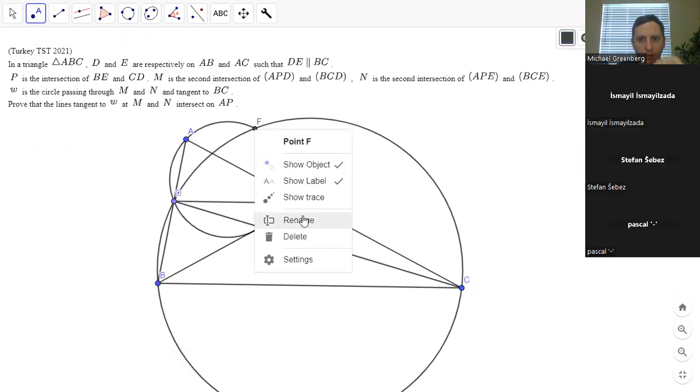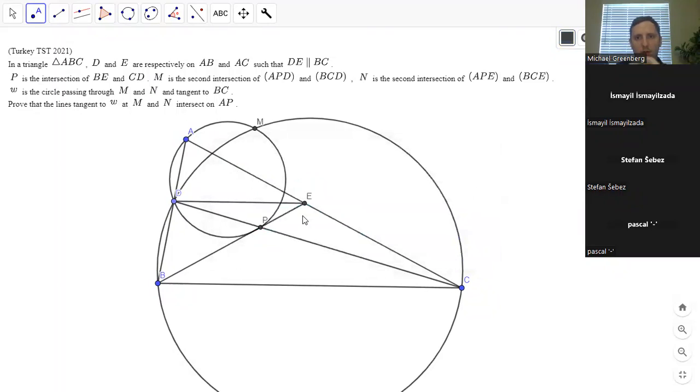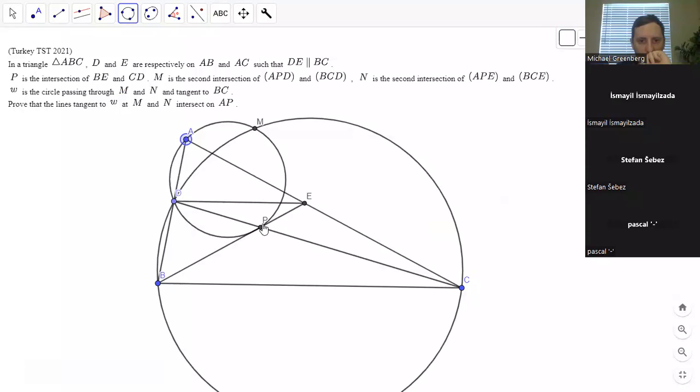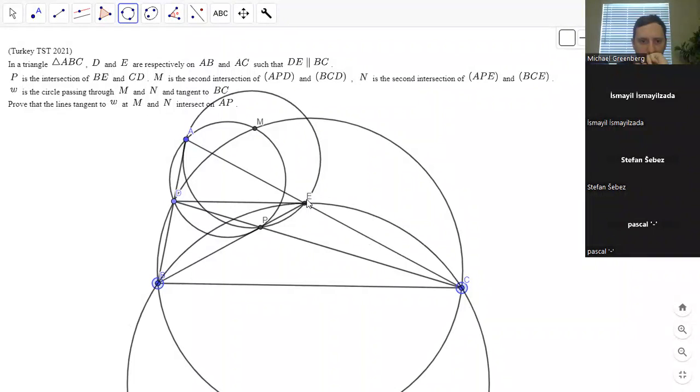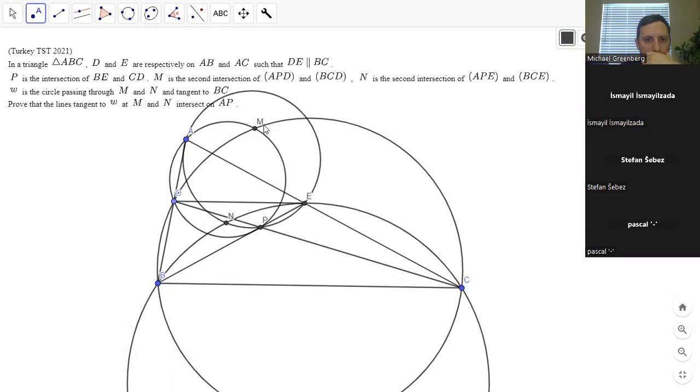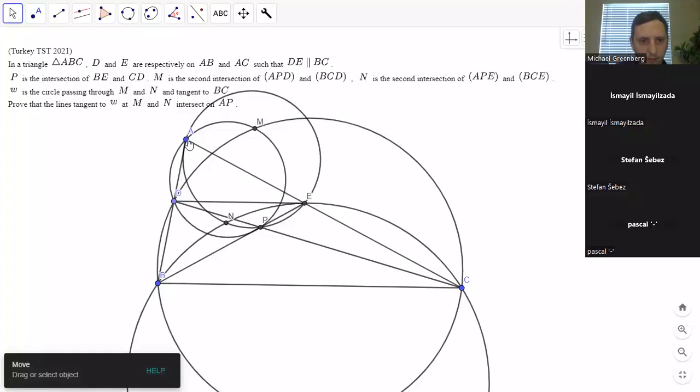And then we draw APE and BCE. So that's APE, BCE. That would be N. And then we have a circle through M and N tangent to BC. I don't even know if a circle like that exists with this diagram.